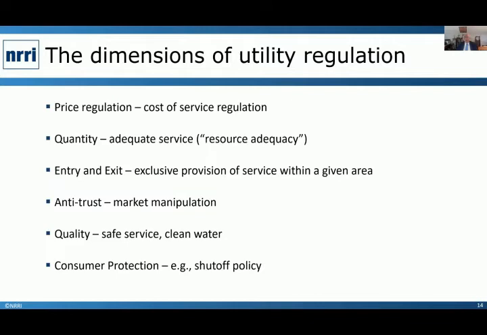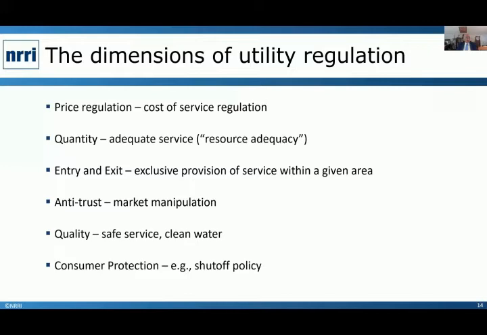We all are probably aware of instances of unsafe utilities. Gas explosions happen periodically. We're also, in terms of quality, concerned about the safety of water, because what water utilities provide is potable water for people, and it's very important that it maintain certain standards in terms of health.